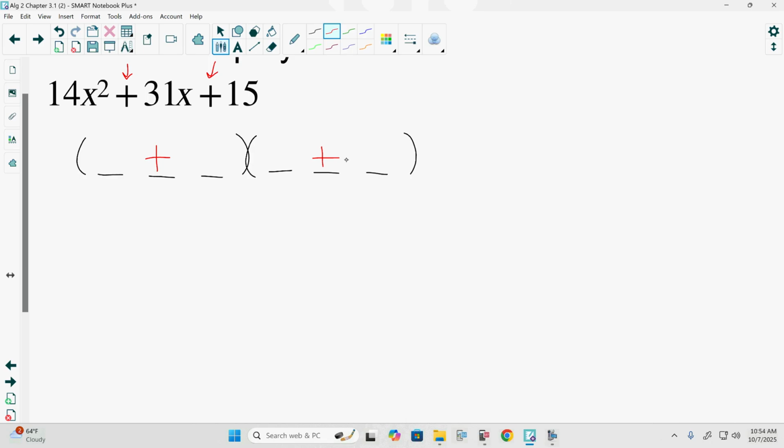Questions on steps 1 through 3 before we look at step number 4.